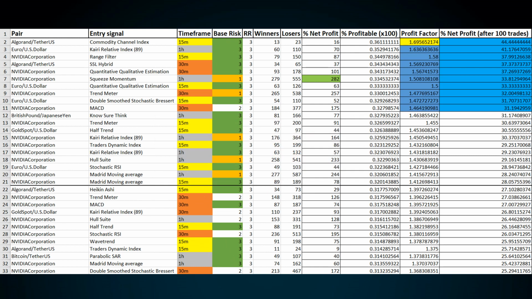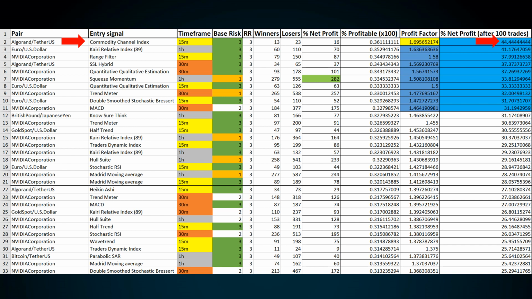After backtesting all the 4,900 combinations, the absolute top best performing setup according to profit after 100 trades is the CCI, or the Commodity Channel Index, with 44% net profit, risking 1% per trade. This backtest was performed on the 15-minute chart on the ALGO USDT pair with a 3x ATR risk base and a 1-to-3 risk to reward ratio.